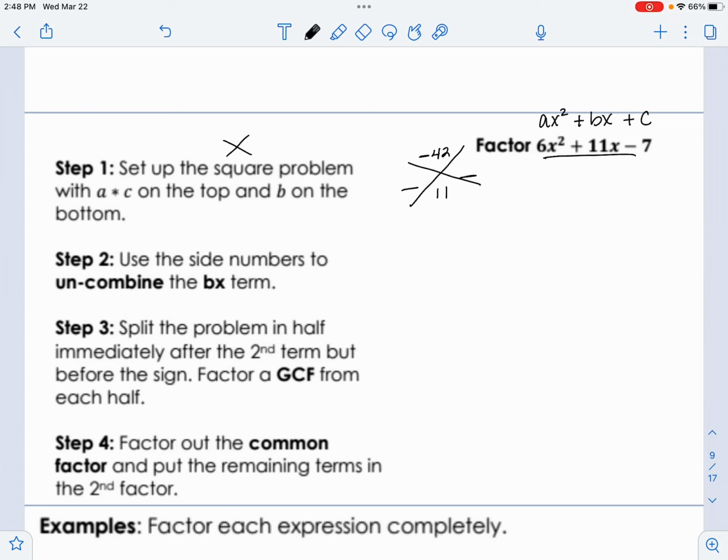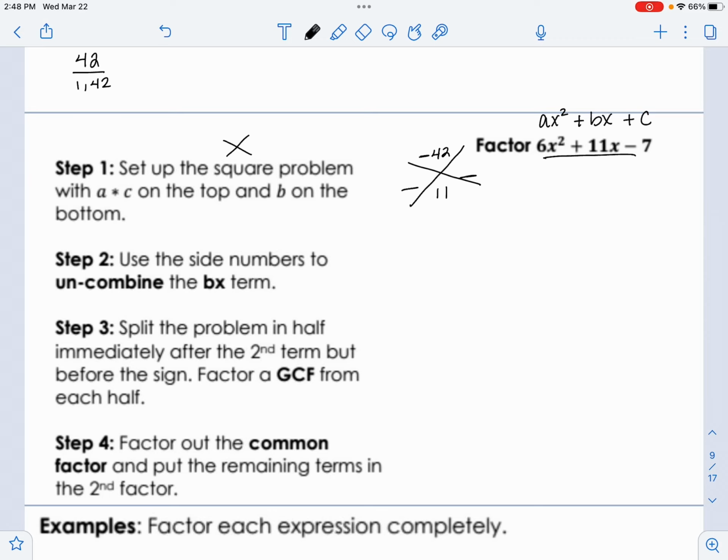Give yourself, my rule is about 5 seconds. If it takes you longer than 5 seconds to figure out what numbers work, then you need to go into your list of factors of 42. You are almost ignoring 11 because, like I said before, it's difficult for us to think about these two things at the same time: what numbers multiply to negative 42 and add to 11? So you want to compartmentalize your thinking and only focus on the 42. If you only focus on the 42, it's easy to come up with those factors.